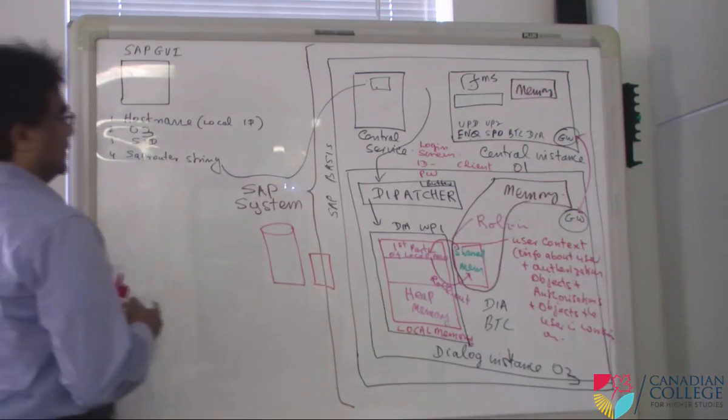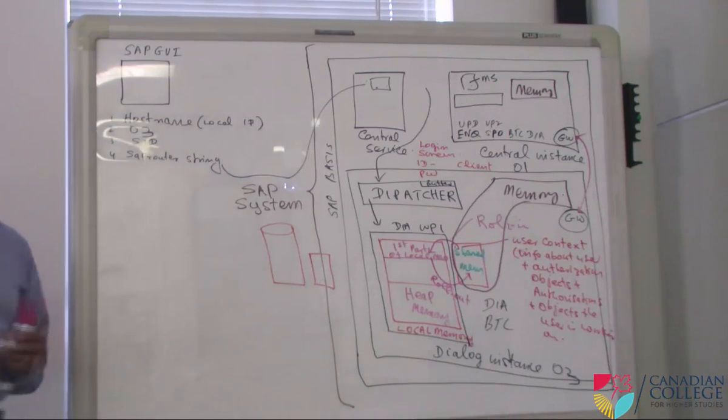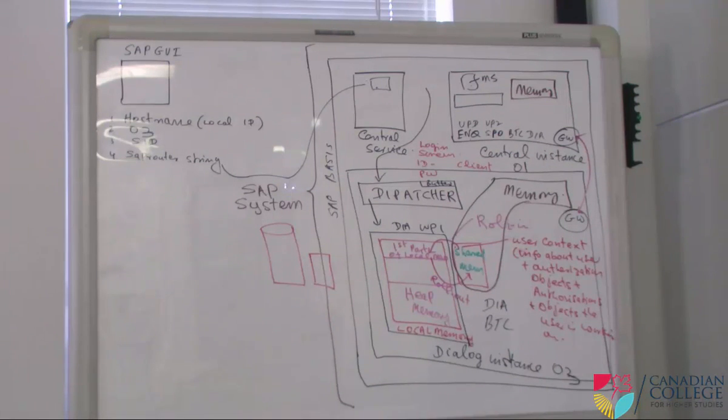And also we learned about the different functionalities. What is the function of the dialog work process? Responding to the user requests. And also coordinating between different activities in the system.